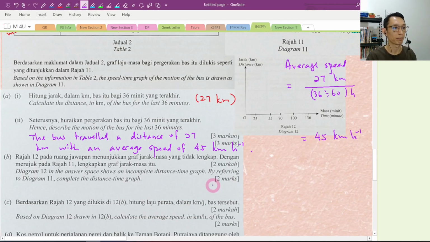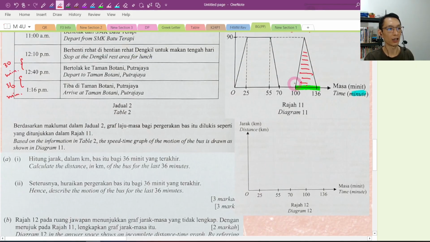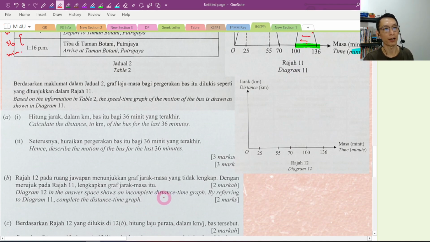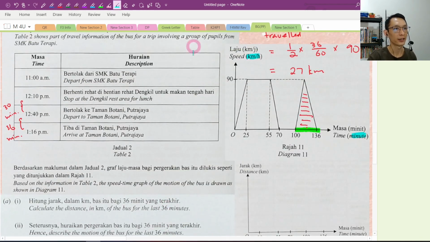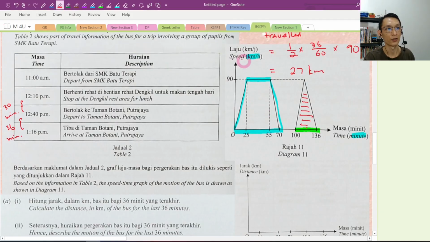Let's go to the next part, part B. Diagram 12 in the answer space shows an incomplete distance time graph. By referring to the diagram 11, we want to complete the distance time graph. Okay, let's find the distance travel for the first 70 minutes first. How to find the distance travel? We find the area under the graph, right? For a speed against time graph. But because this is minutes, this is in hours. So what we need to do is to change the minute become hours.